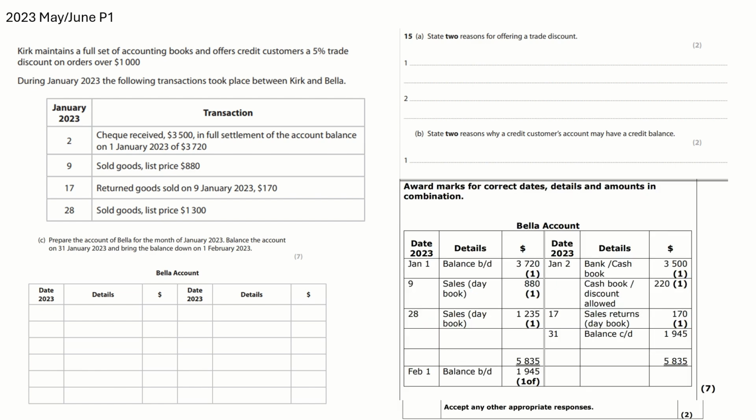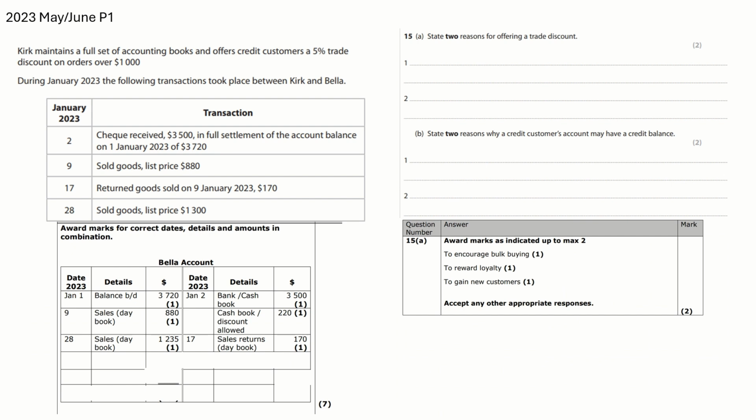Right. In order to complete this question, first you should be able to state 2 reasons for offering trade discount. So one of the reasons is to encourage bulk buying, to reward loyalty, or to gain new customers. You can write one of those or any other appropriate responses.